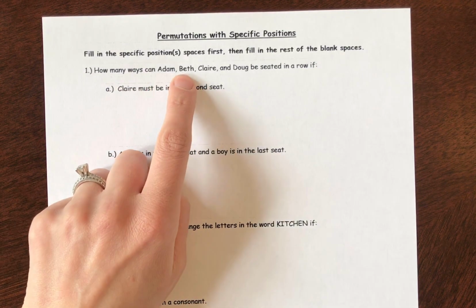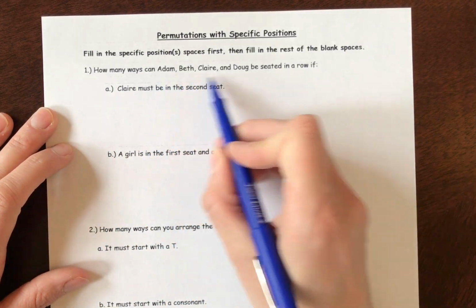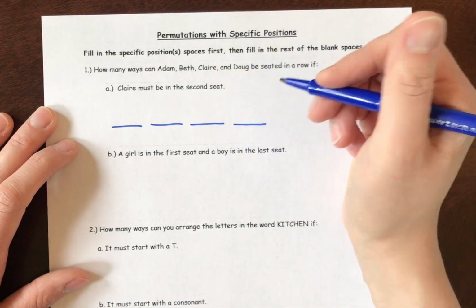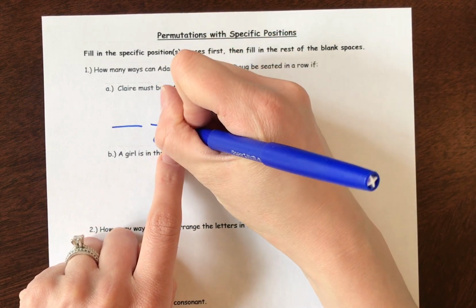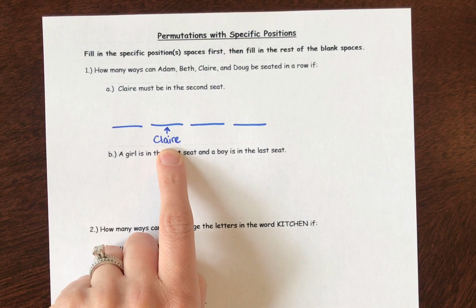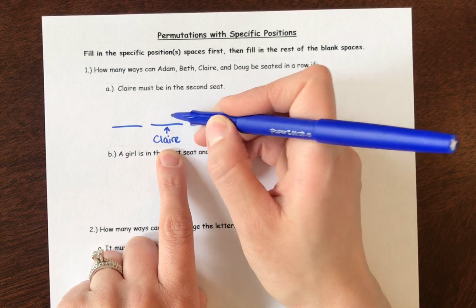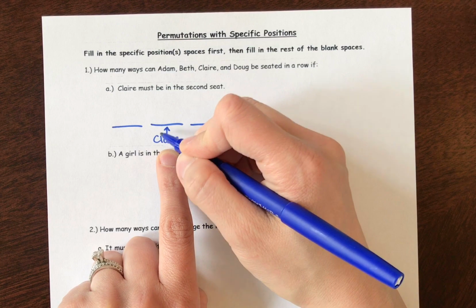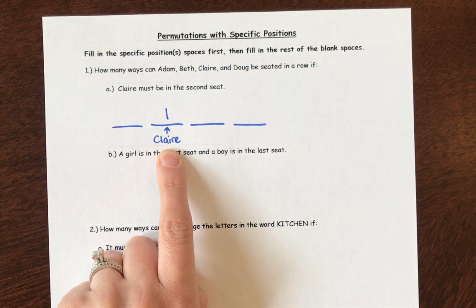How many ways can Adam, Beth, Claire, and Doug be seated in a row if Claire must be in the second seat? Well, there's 4 people. I have 1, 2, 3, 4. And here's my specific position. I want Claire to be in that second spot. She's got to be in the second spot, so that's the position I'm going to fill in first. The number here should represent the number of possibilities of people or things that could go there. Well, there's only one Claire. There's only one person in that group who's Claire. So there's only one possibility for that.